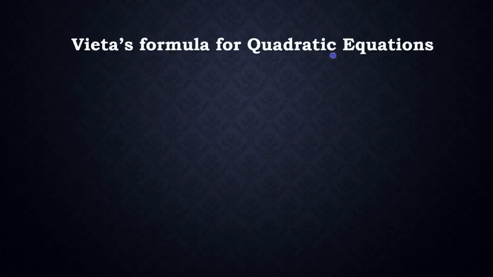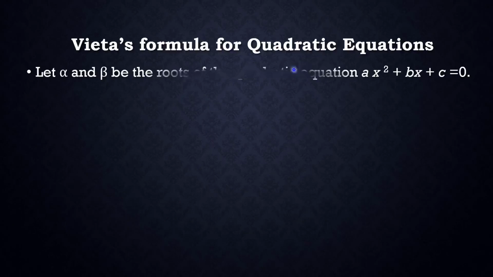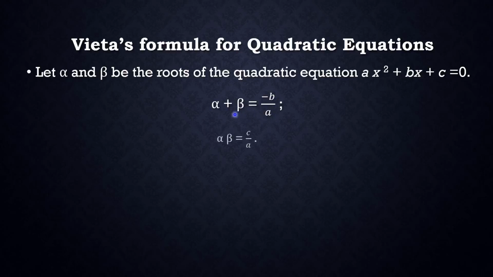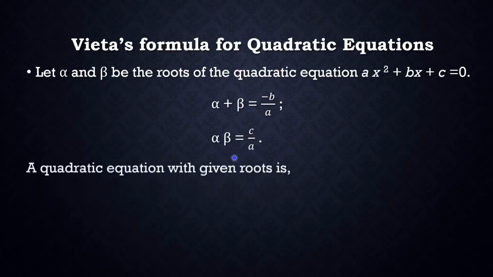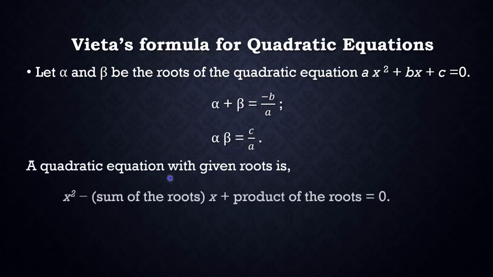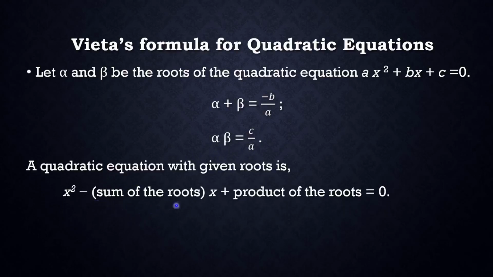Vieta's formula for quadratic equations. For quadratic equations, we have two roots. Let us take the roots as alpha and beta. Then alpha plus beta equals minus b by a. This is nothing but the sum of the roots. Next, the product of the roots, alpha beta, is equal to c by a. Then the quadratic equation with the given roots is x squared minus (sum of the roots) x plus (product of the roots) equal to 0. We have already studied all this in the 10th standard. This is called Vieta's formula for quadratic equations.